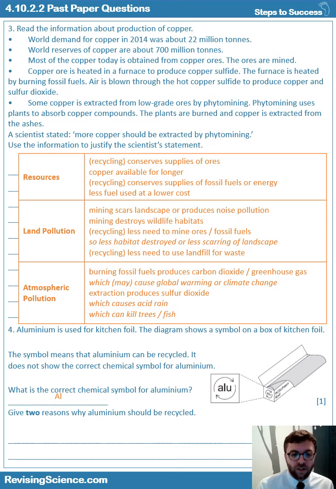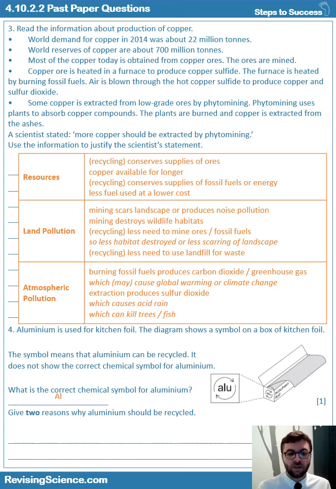In the fourth question, it tells us that aluminium is used for kitchen foil. The diagram shows a symbol on the box of kitchen foil. The symbol means that aluminium can be recycled. In the first question, we've simply got to give the correct chemical symbol for aluminium. Nice and easy with the periodic table. We can look it up if we don't know it already, which is Al.